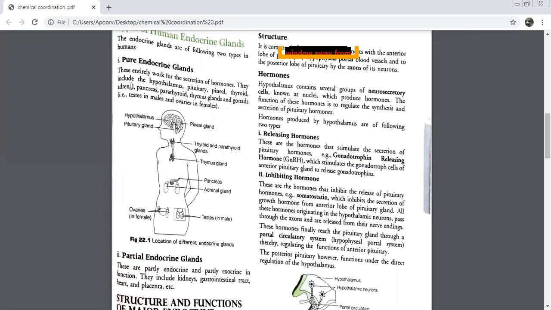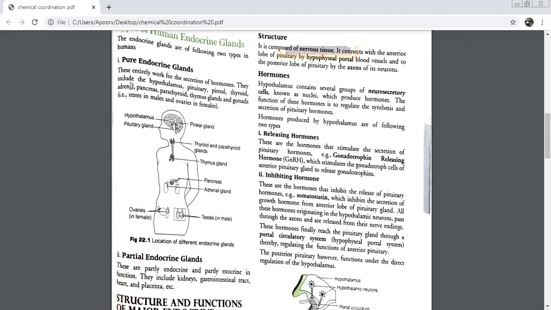HPP. H stands for hypothalamus. And what are the other two P's? Pineal gland and pituitary gland. So how many glands have we already covered in the head part, the upper part of the human body? Three glands.